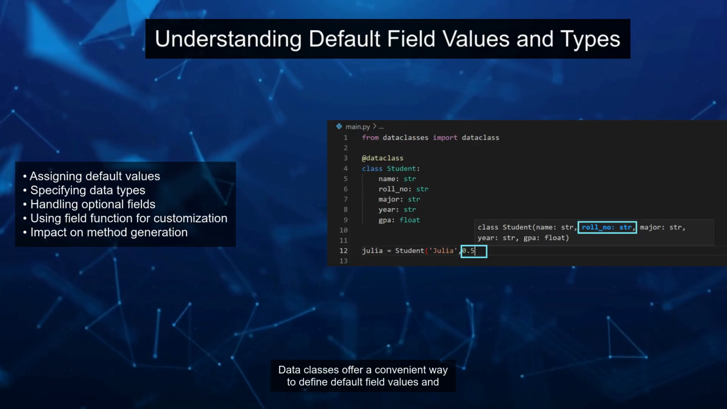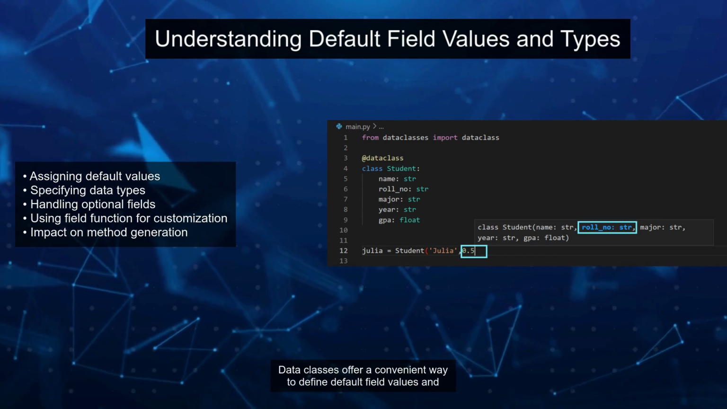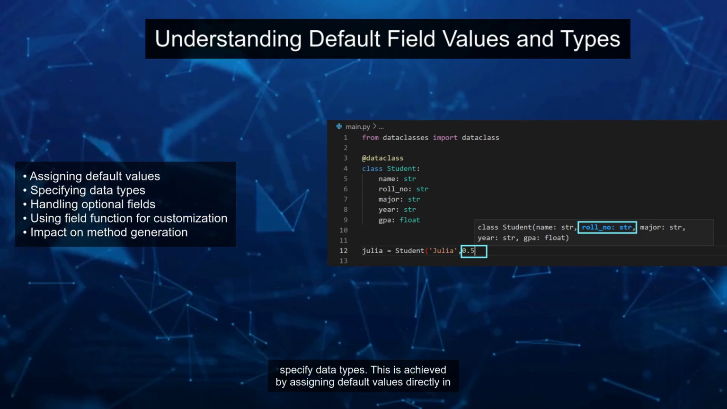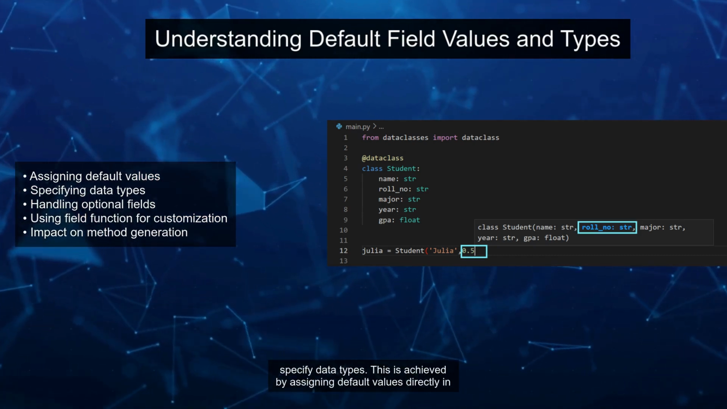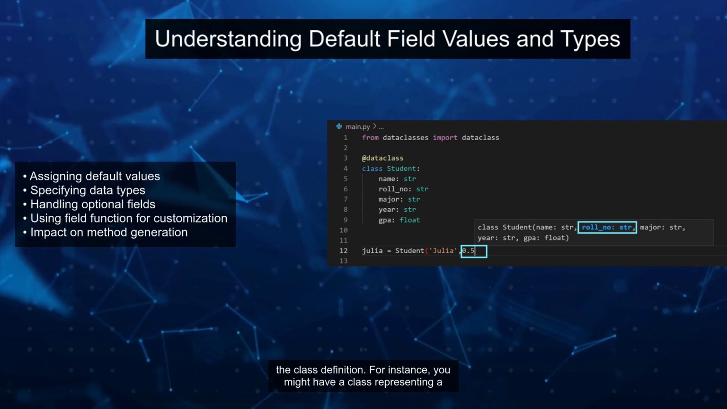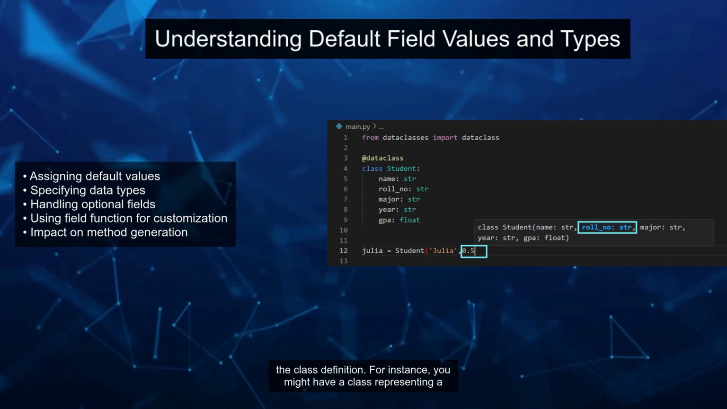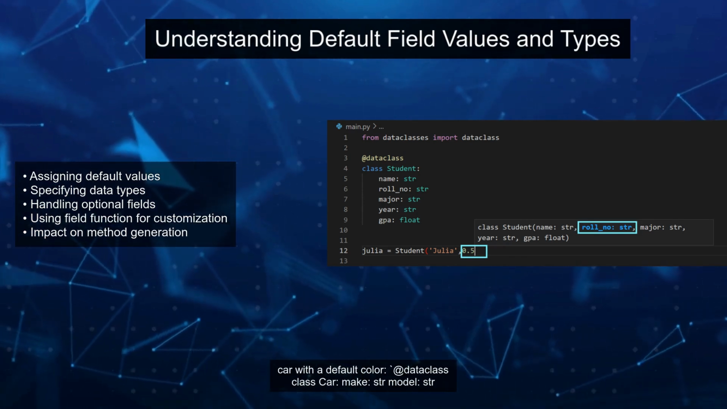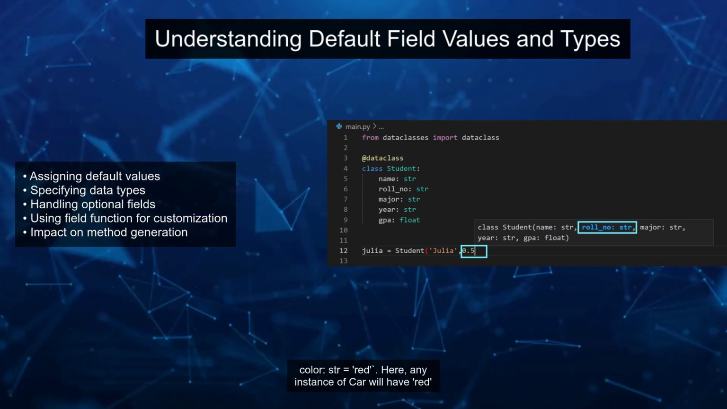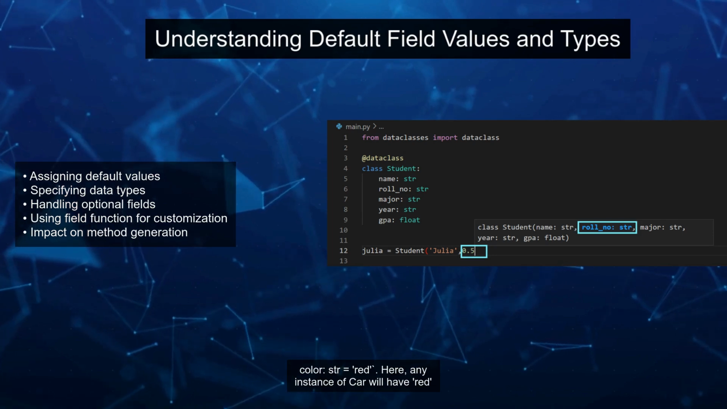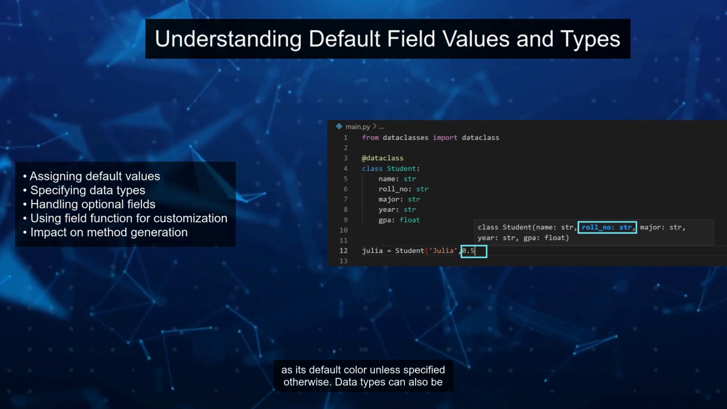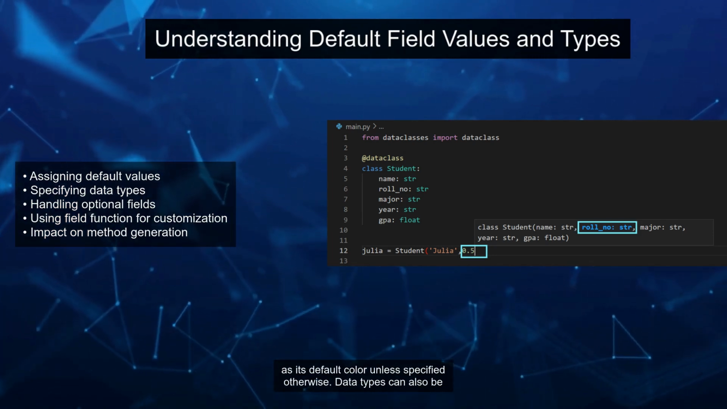Data classes offer a convenient way to define default field values and specify data types. This is achieved by assigning default values directly in the class definition. For instance, you might have a class representing a car with a default color. @dataclass, class Car, make: str, model: str, color: str = "red". Here, any instance of Car will have red as its default color unless specified otherwise.